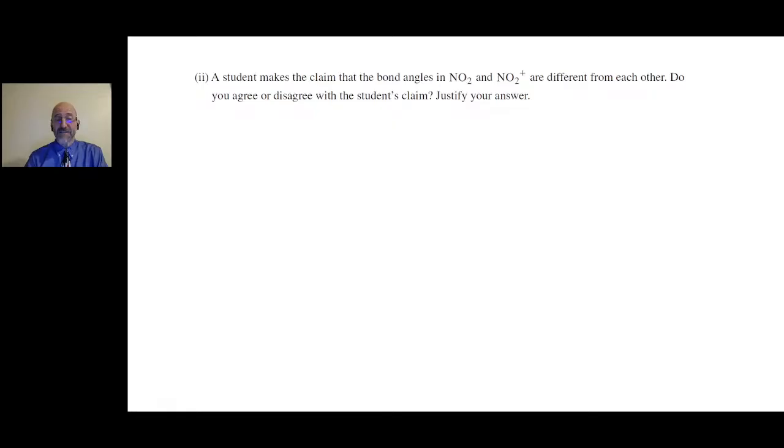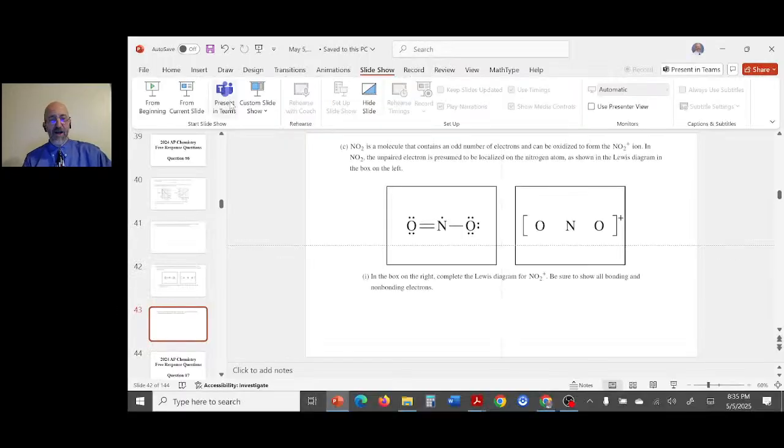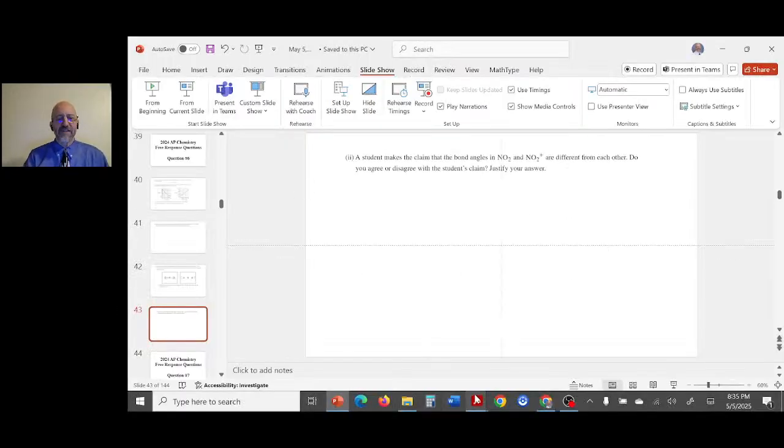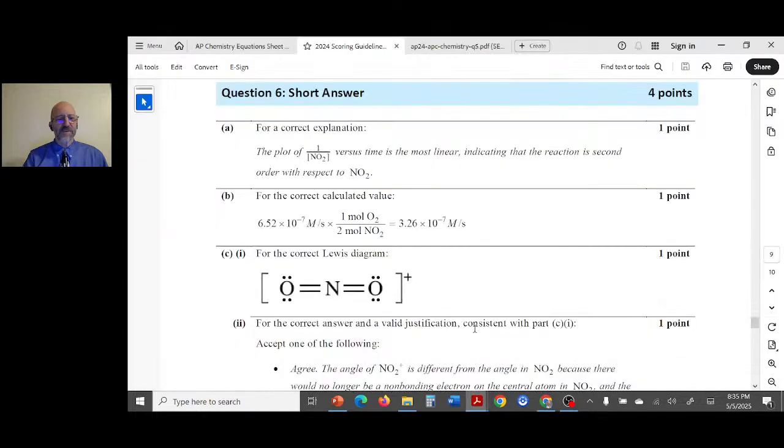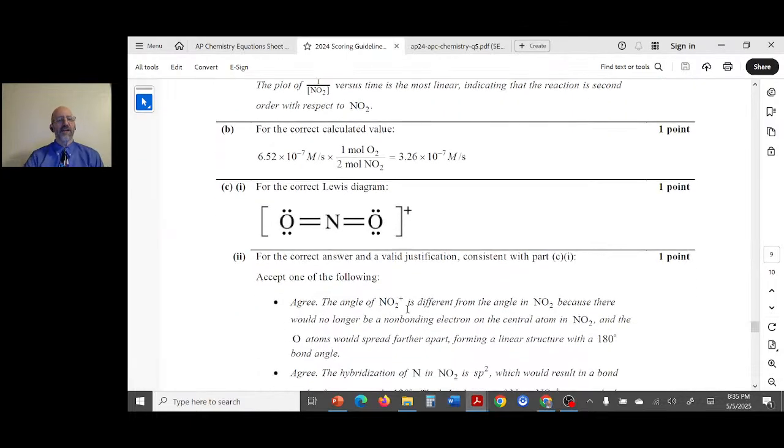I would say because of the presence of an electron on the central atom, that would cause it to be bent, whereas there are no electrons on the central atom on the other ion, that would be linear. You could even say things like sp2 or sp if you want to talk about hybridization, but definitely the presence of that lone pair was the story. So agree with the student's claim.